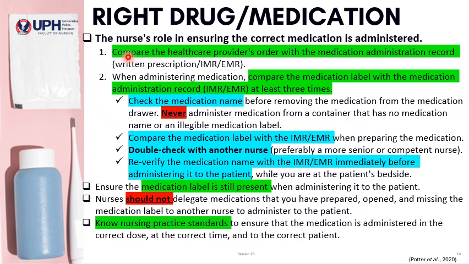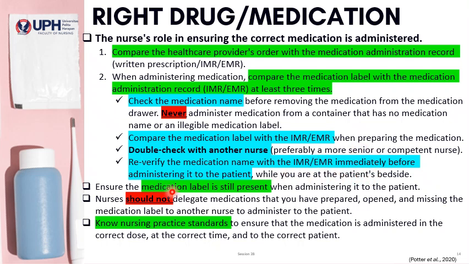Right drug means that we nurses ensure that we are giving the correct medication. So we compare the medicine with the order, and we compare the label with the EMR at least 3 times. You check the name of the drug and the name of the patient, and you don't administer when you don't see the medication itself. Then you compare with the label, and you do a double check with another nurse to make sure you're giving the right medication to the right patient. You verify the medication name in the EMR, and then at the patient's bedside, you check it again.